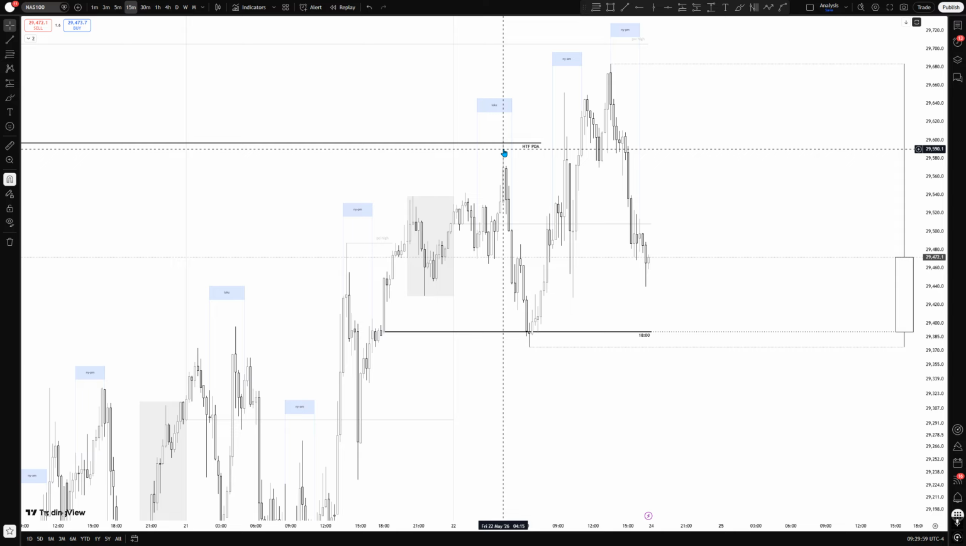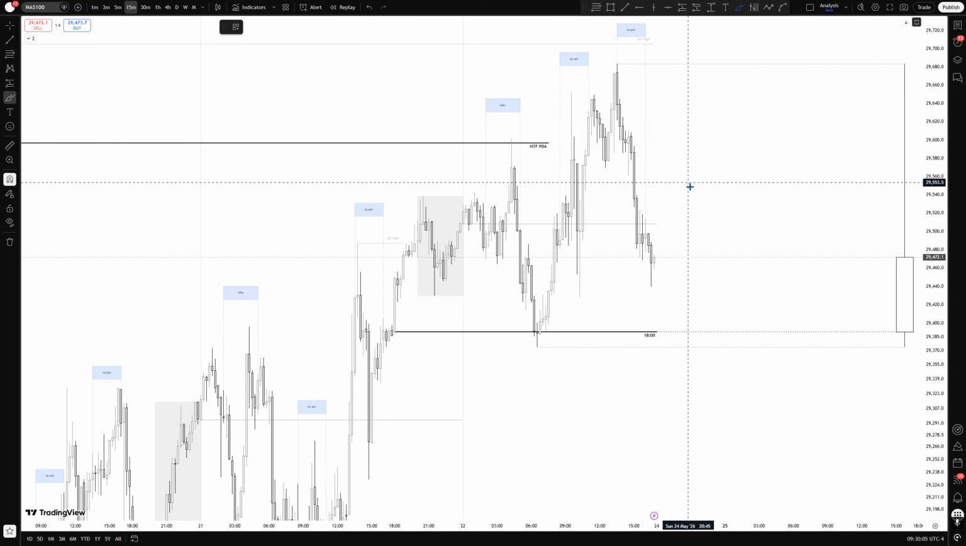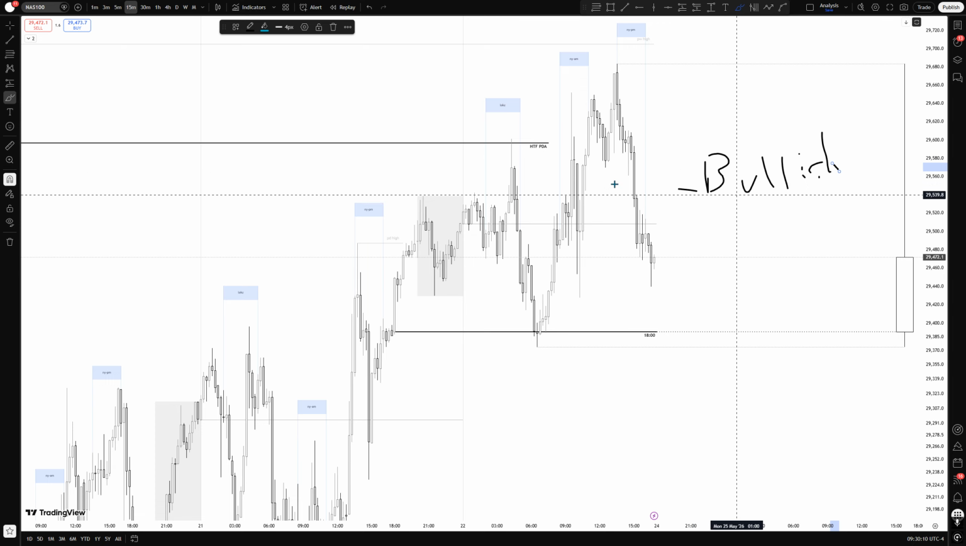We reversed from the high time frame PD array at 4 a.m., which is a key time, yes, but my high time frame is bullish. Okay, first things first, I'm bullish. Now I'm bullish. What am I looking for?